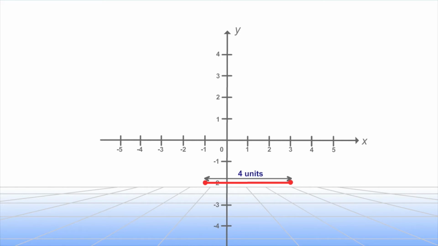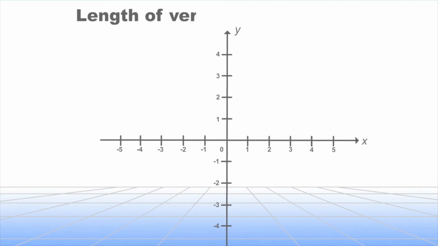Alternatively, we can calculate the length by using the two endpoints of this line segment. The x-coordinates are -1 and 3. Can you see that the y-coordinates are the same? That is, y is equal to -2. This tells us that the line segment is horizontal. Thus, the coordinates of the endpoints are -1, -2, and 3, -2. Hence, the length of the line segment is given by the difference between the two x-coordinates, that is 3 minus -1, and this gives us 3 plus 1, which is 4 units. This answer is the same as the one we get with the counting method.